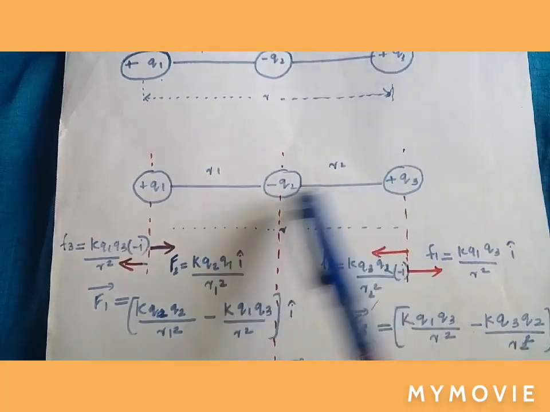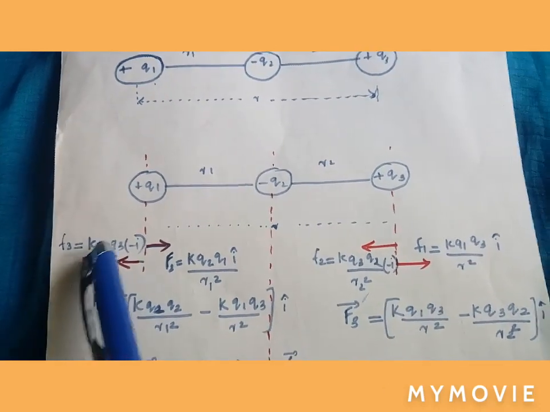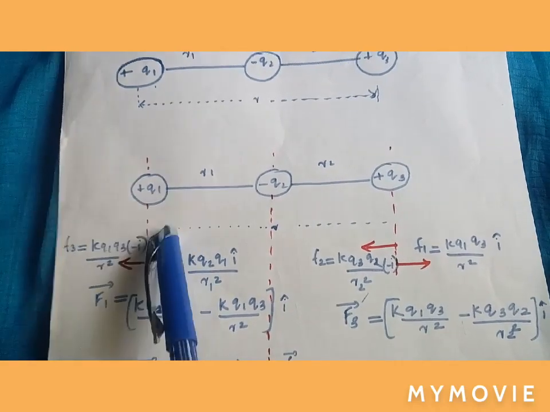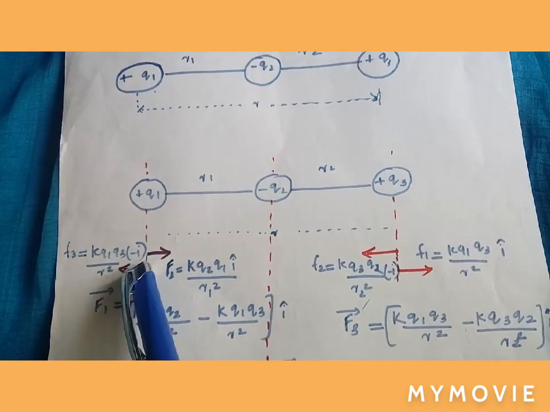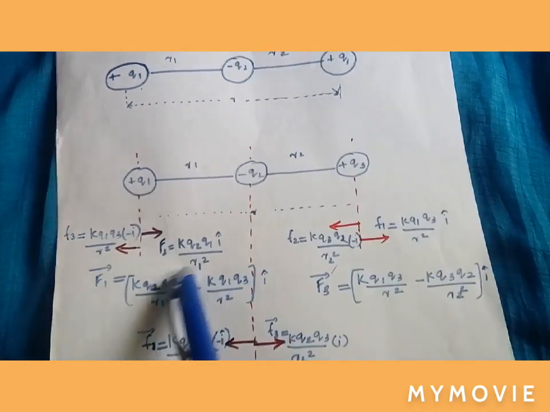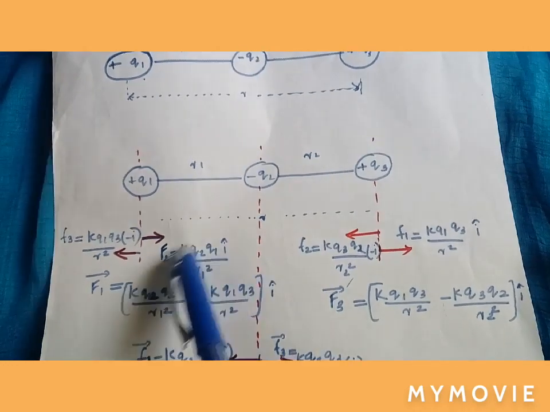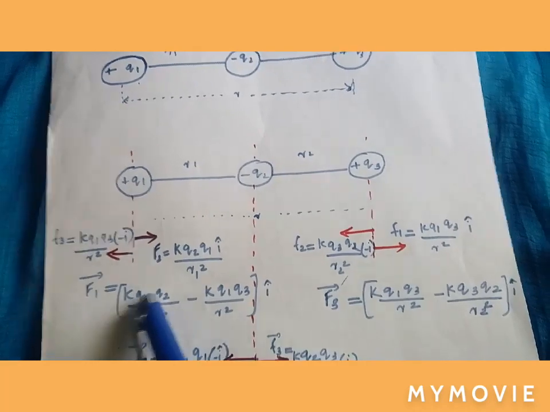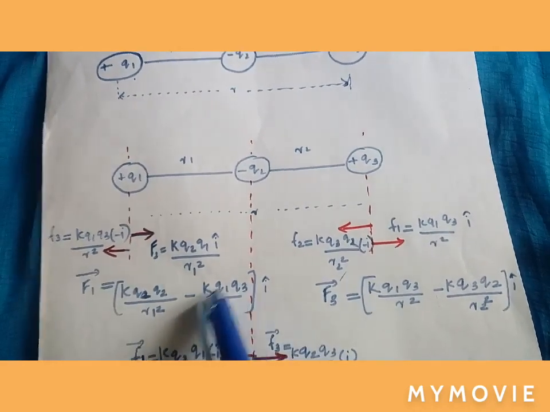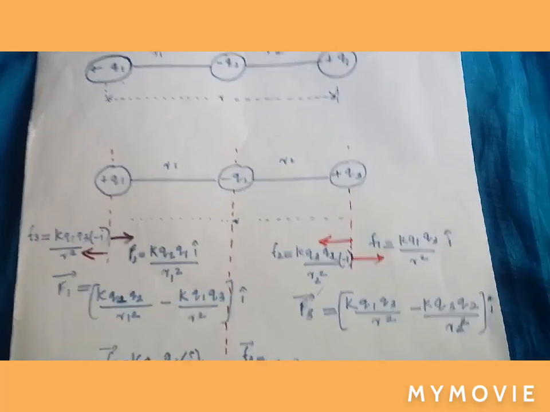And F3 is the repulsive force due to Q3, that is away from Q3. So K Q1 Q3 divided by R square, the distance between them is R, and the direction is minus I. So we have to represent the resultant force on Q1, that is plus term minus term. So K Q1 Q2 divided by R1 square minus K Q1 Q3 divided by R square into I cap.